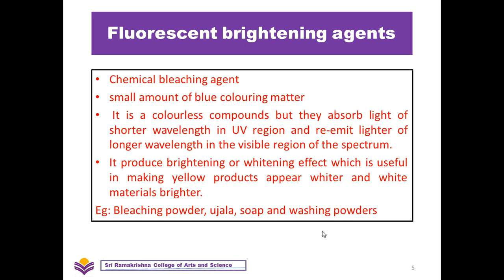In the third method, a colorless compound absorbs in the UV region at a shorter wavelength and emits at a longer wavelength in the visible region. It produces the whitening effect. So there are three methods in the fluorescent brightening agent.